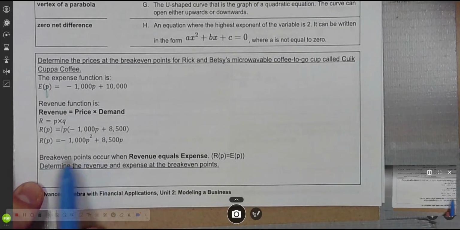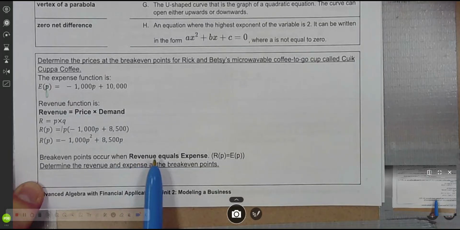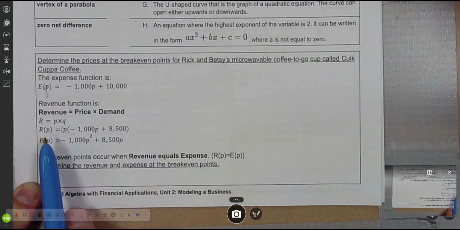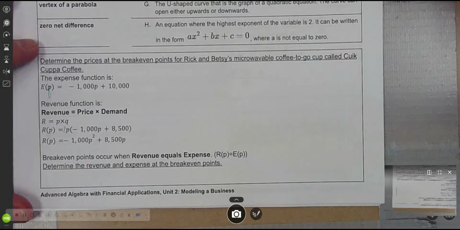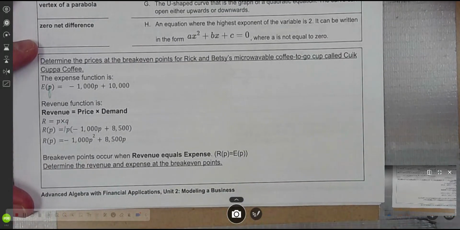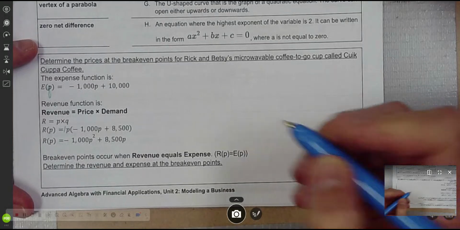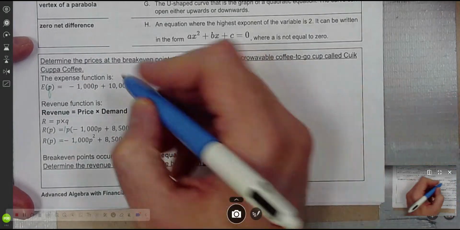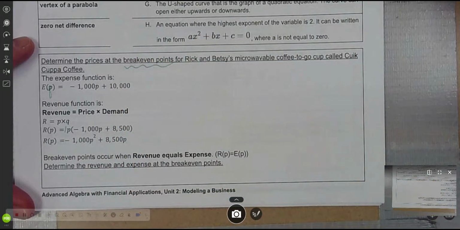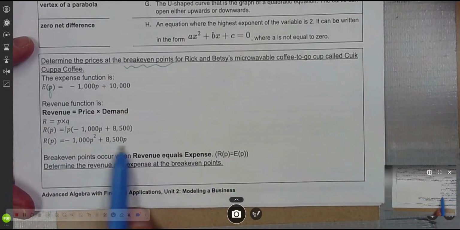And it says the break-even points occur when revenue equals expense, when your revenue function equals your expense function. All right, so determine the revenue and expense at the break-even points. So here is how we do this. We're determining the break-even points in our question, so we need to do revenue equals expense. Well, there's our revenue right here, right?